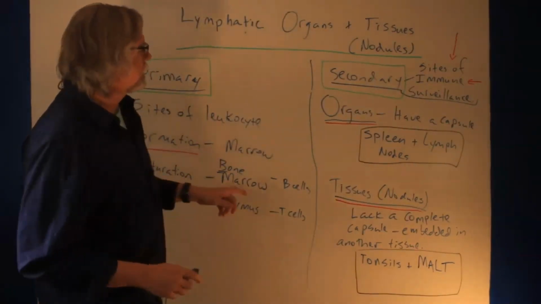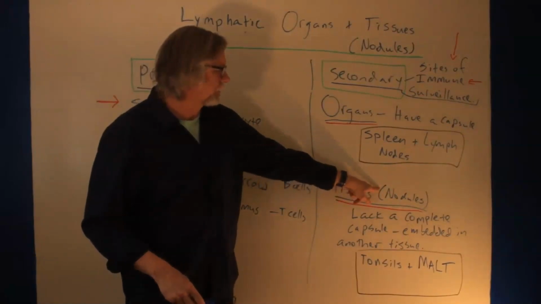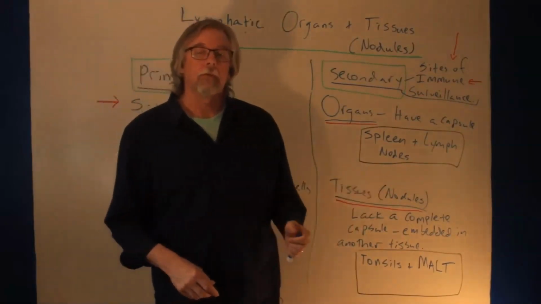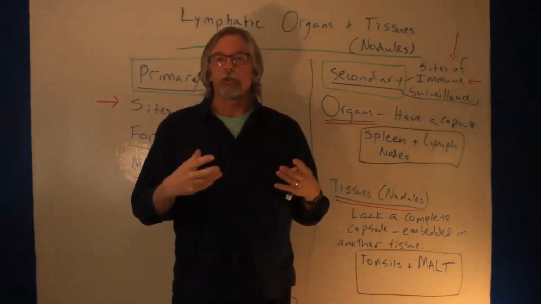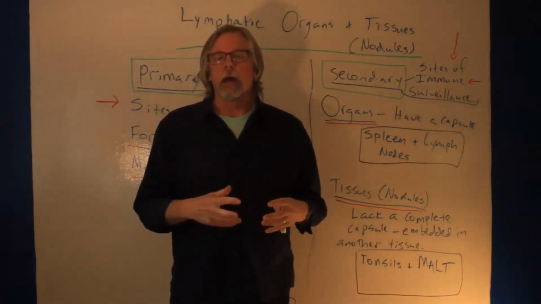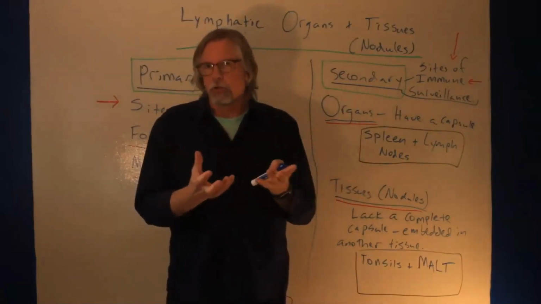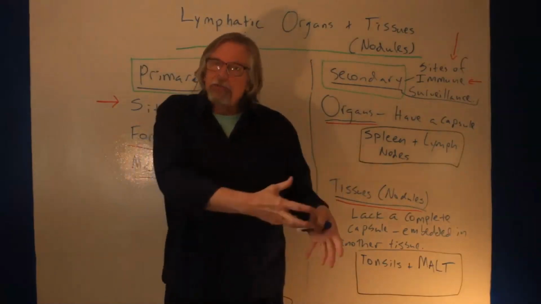The secondary tissues or nodules are not encapsulated. They are still groups of mature immune system cells. However, they're not in some discrete structure. They're embedded in some other tissue.